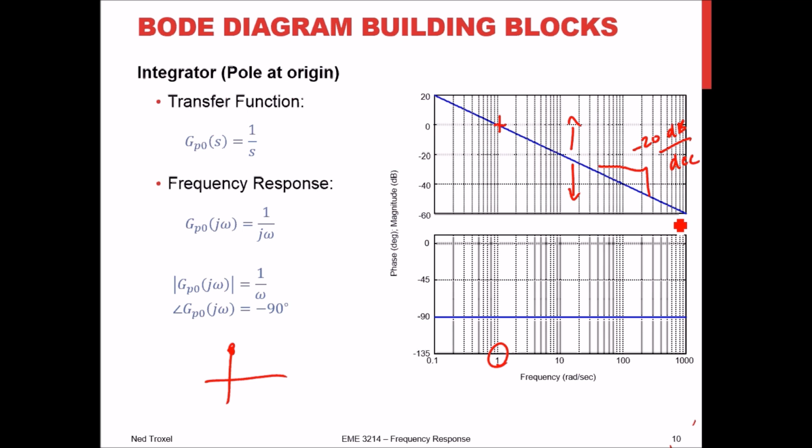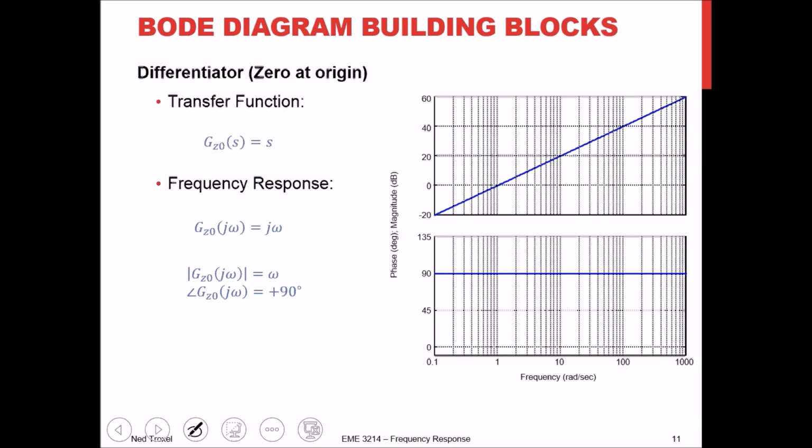So that was a pole at the origin. How about a 0 at the origin? Well, it's going to be exactly flipped over that 0 dB point. Again, when omega is 1, the magnitude will be 1, and 1 is 0 decibels. So we need to make sure that at 1 radian per second, we go through 0 decibels. The phase of a purely imaginary number is always 90 degrees, and the slope is 20 decibels per decade. So those are quite simple.